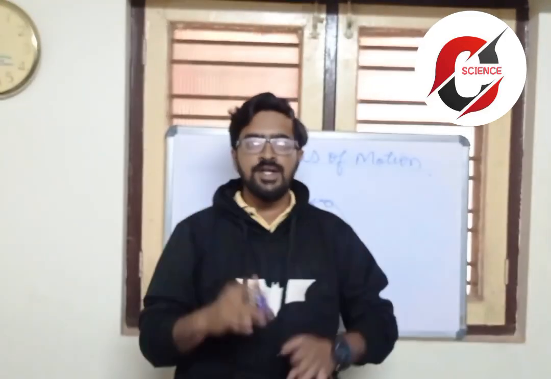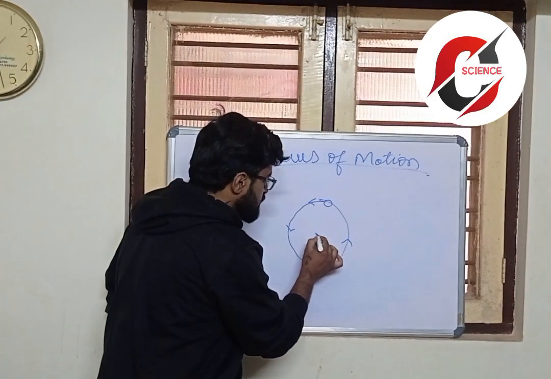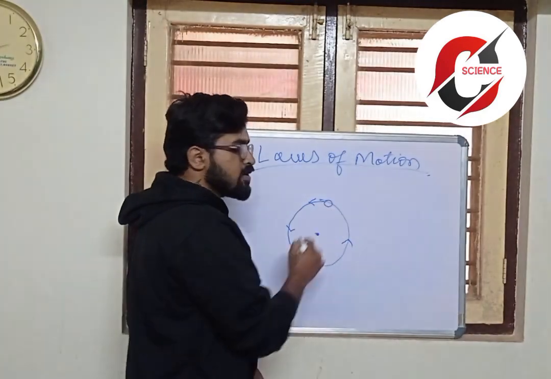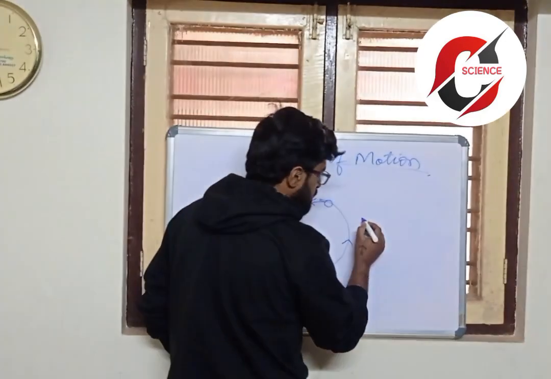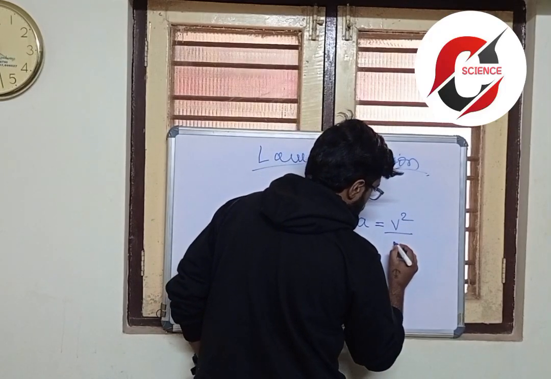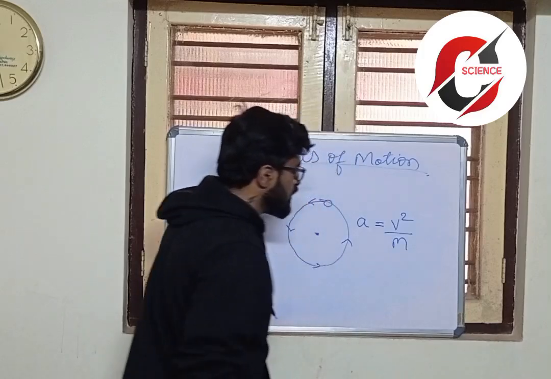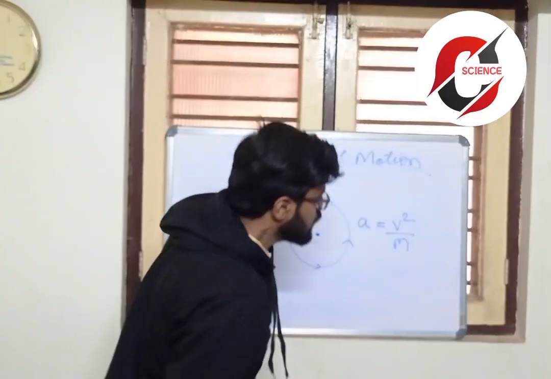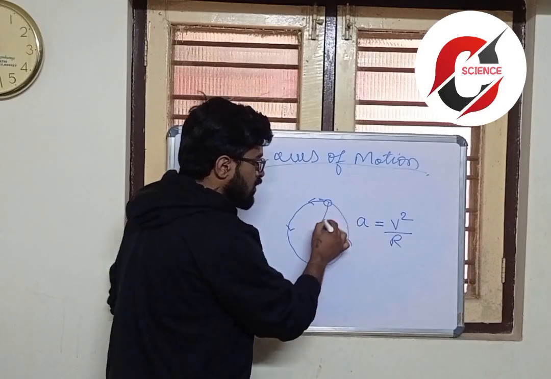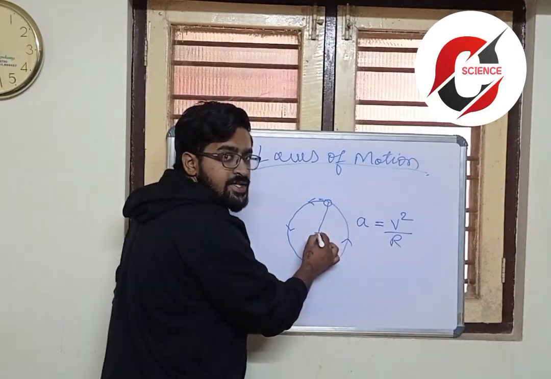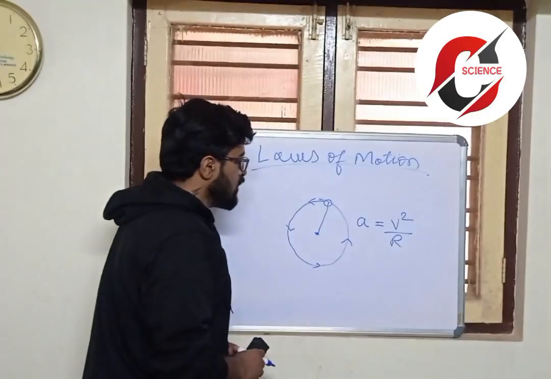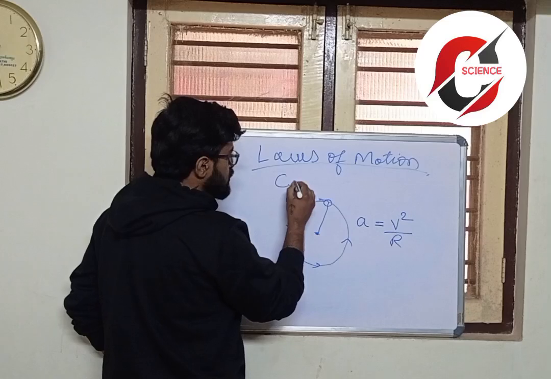These objects which are in circular motion possess some acceleration towards the center of this circle. That acceleration is given by a is equal to v square upon r. r is the radius, the distance between the object and the center of this circle. v is the velocity, a is the acceleration. So this was about circular motion.